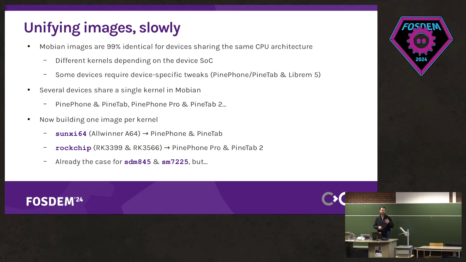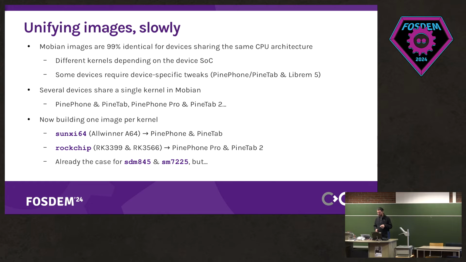And so we have our kernels per architecture, basically, per sub-architecture, really. We have one for the Allwinner A64 devices. We have one for the Rockchip-based devices, which are the PinePhone Pro and PineTab 2. Two different SoCs from Rockchip, but still we can use the same tree, and so on. It was already working well on the SDM845 devices, but we took this step a few weeks ago, and so it quite reduced the number of images we were doing.